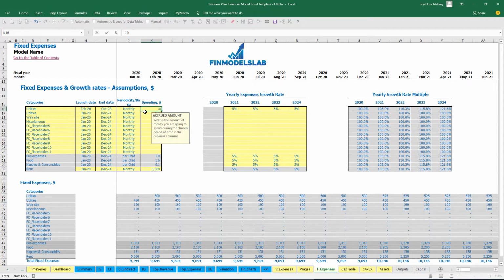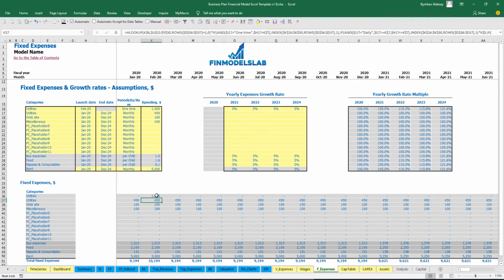Additionally, you have the ability to change the periodicity or the basis of calculation, as well as spending. So the spending you may change. Very easy, just put some amount. In terms of periodicity, you're able to set up different periodicities. If you select one time, you will see just one payment, February 20. Obviously, you don't need an end date in this case.